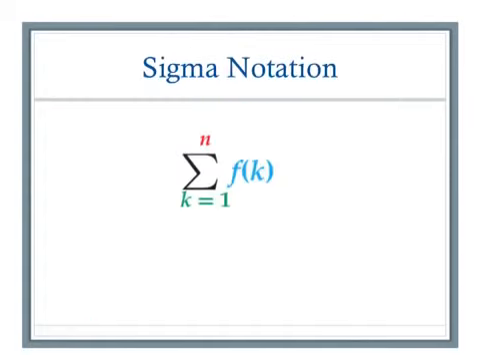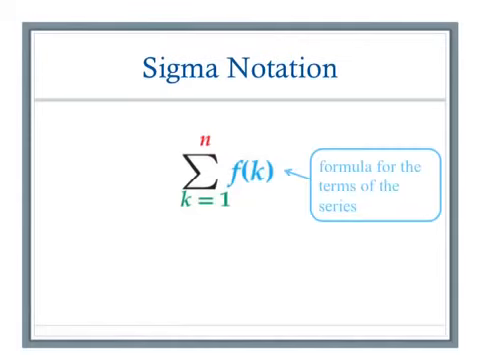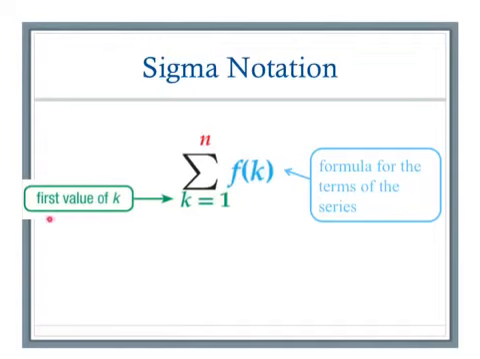All right, the next item on the agenda is to talk about sigma notation. Here we have this gigantic E looking thing, which is the capital Greek letter sigma. We have some business underneath it, some above it, and some to the right of it. The business to the right of it, in this case f of k, is basically the formula for the terms of a particular series. The business below it is telling you where you will begin in the series. So here you are going to begin when k is equal to 1.